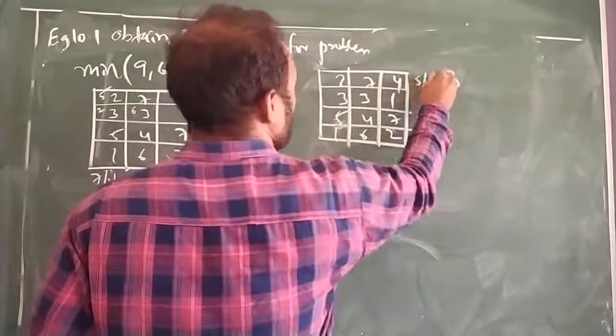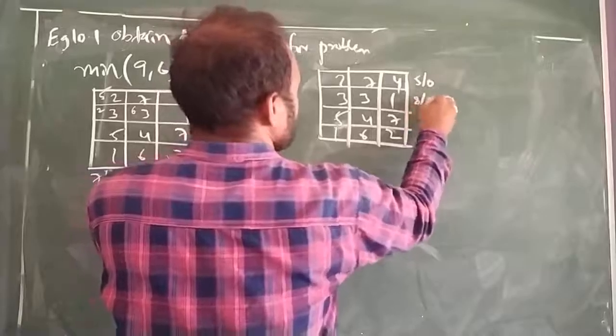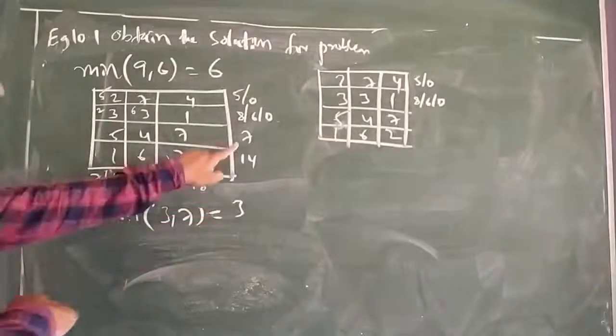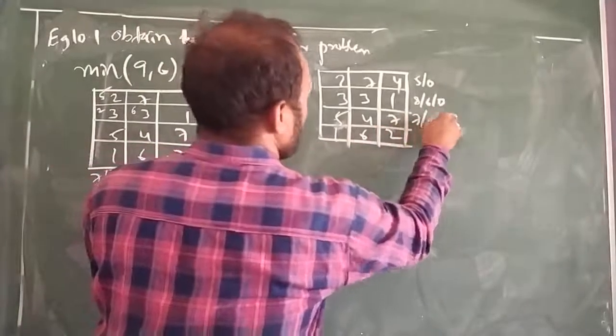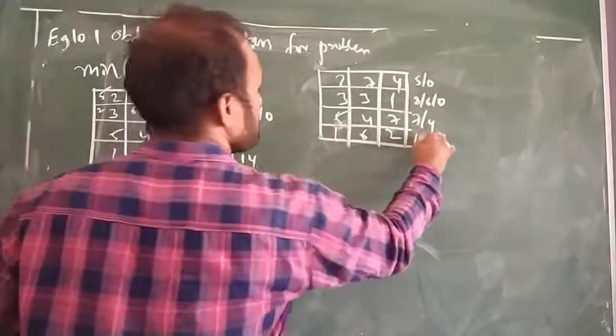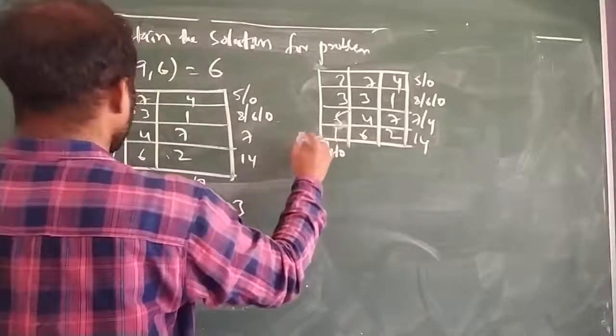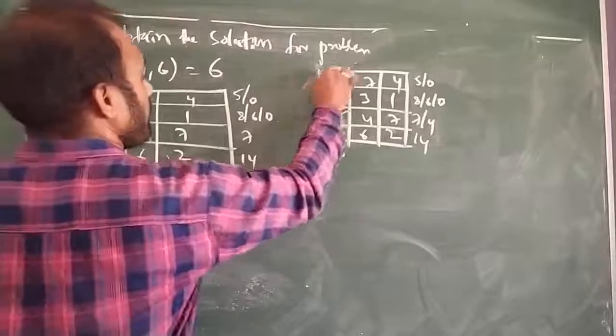So what are the values here? 5 by 0, 8, 6 by 0. So here we got it as 3. So 7 minus 3, it will be 4. 7 by 4, here it is 14. Next here 7 by 2 by 0. So two things we have to write here, 5 and 2.